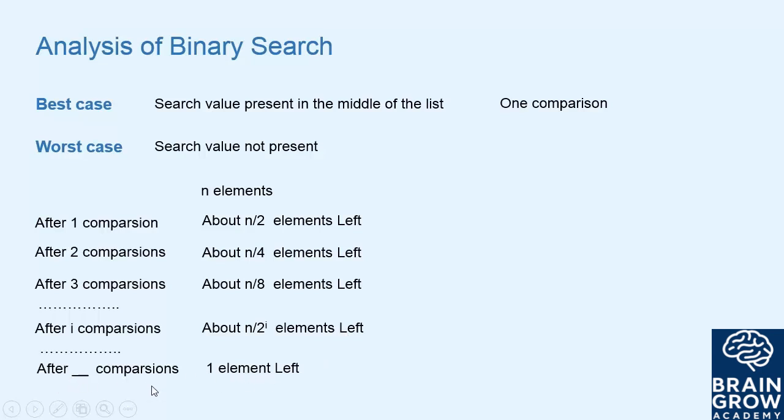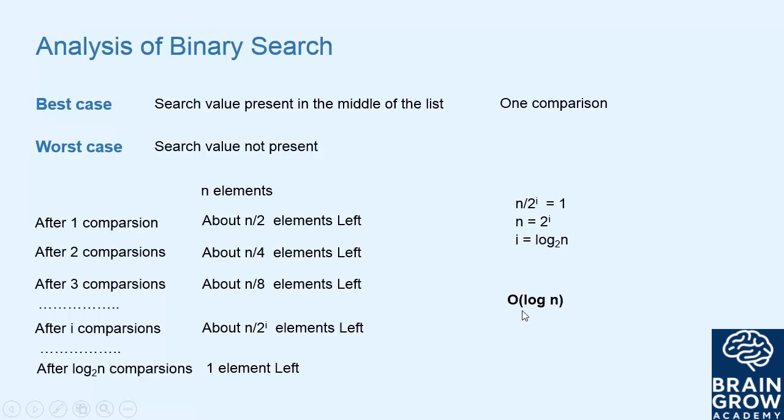Now in the last step, we'll have only one element left. Now to find the comparisons that will be done till the last step, we'll have to find the value of i when this value is 1. So we have this. Now multiplying by 2 raised to the power i on both sides, we get this. Taking log of both sides, we get this. So this is the maximum number of comparisons required in a binary search. And so binary search algorithm is order of log n.